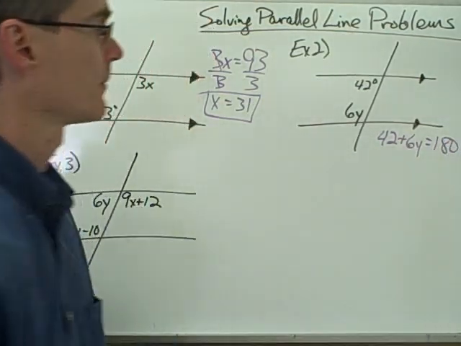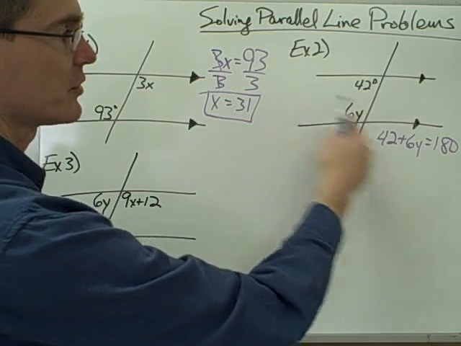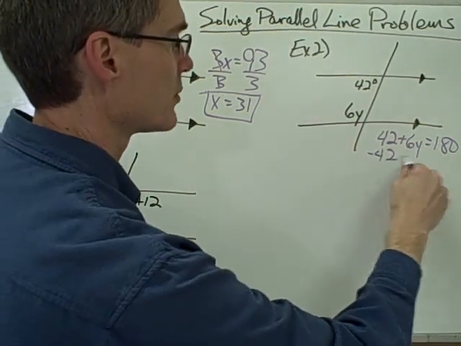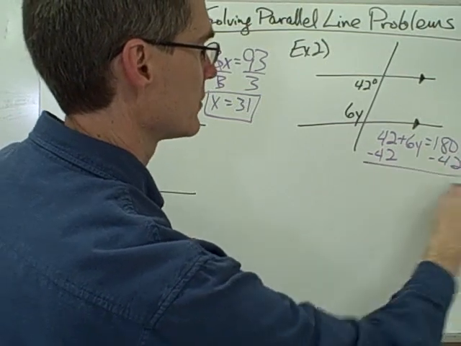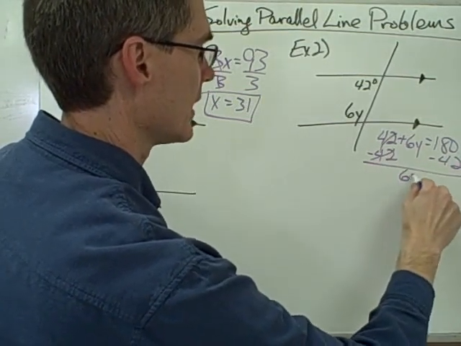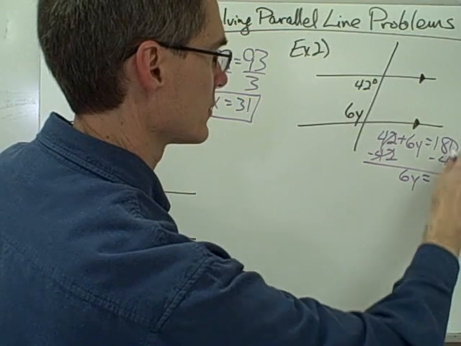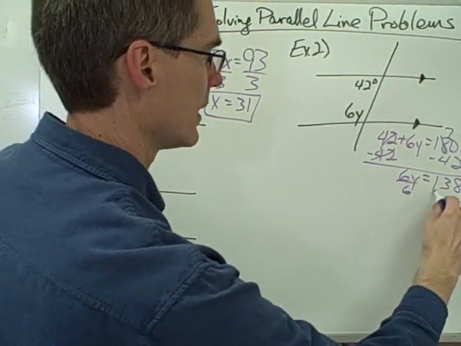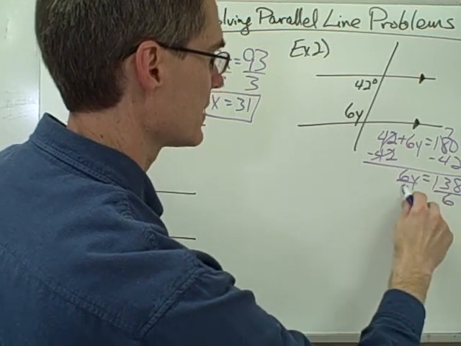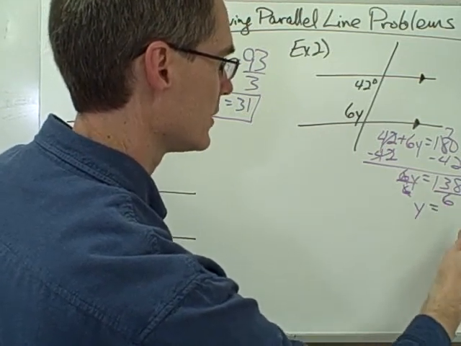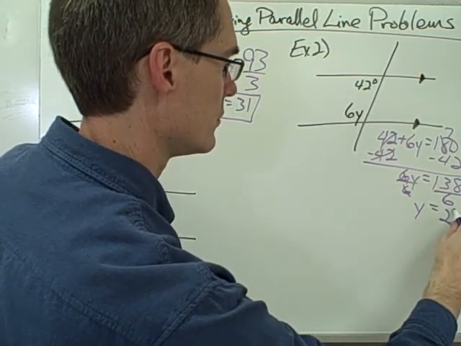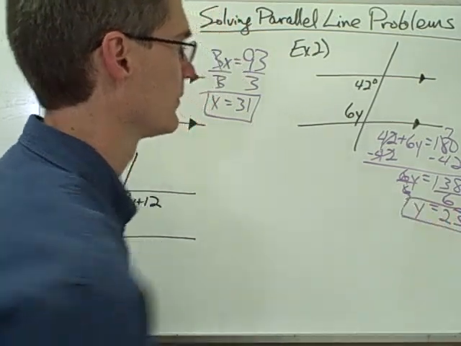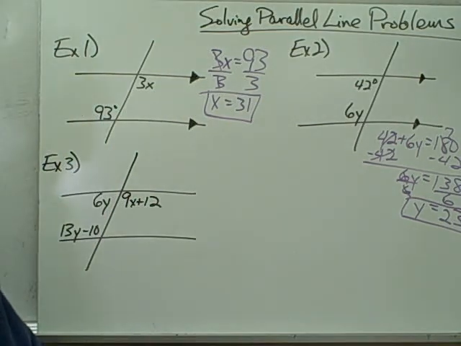So I add these two values together, set it equal to 180, and I have an equation that I can solve. Subtract 42 from both sides, and I get 6y equals 138, and I divide both sides by 6, and I get y equals 23.